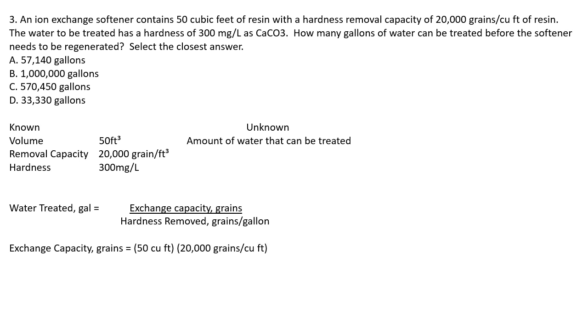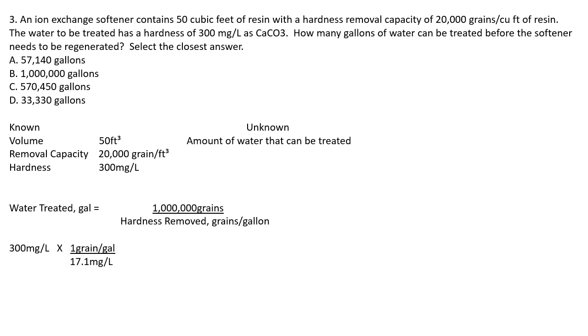First, let's find the exchange capacity. You have 50 cubic feet of volume, and you can remove 20,000 grains per cubic foot. So let's multiply those together, and you get an answer of 1 million. So now we can plug that into the exchange capacity.